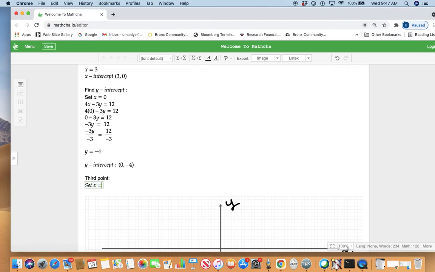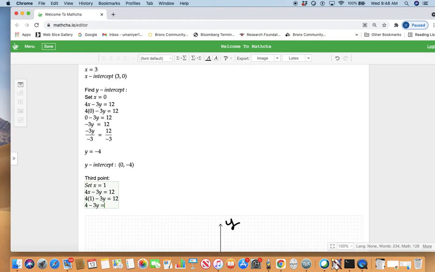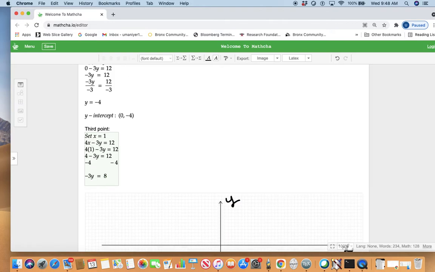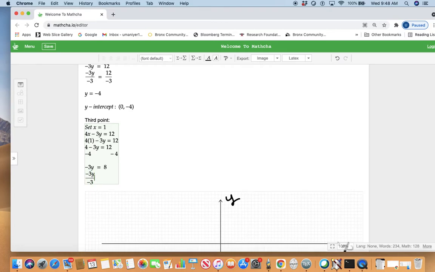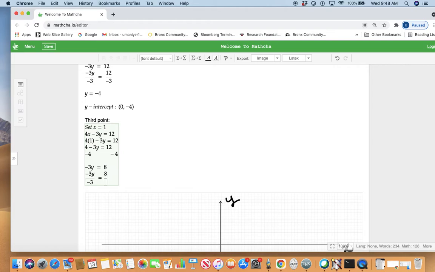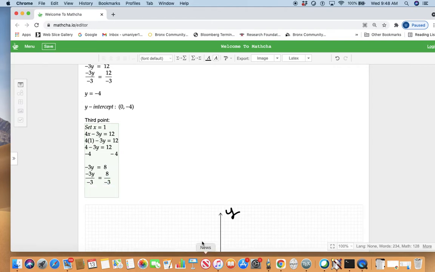Okay. Set, say, x equals 1. In your given equation, 4 times 1 minus 3y is 12. 4 minus 3y is 12. Subtract 4 from both sides. Negative 3y equals 12 minus 4, which is 8. Divide both sides by negative 3. Alright. The negative 3's cancel. Y equals negative 8 over 3.